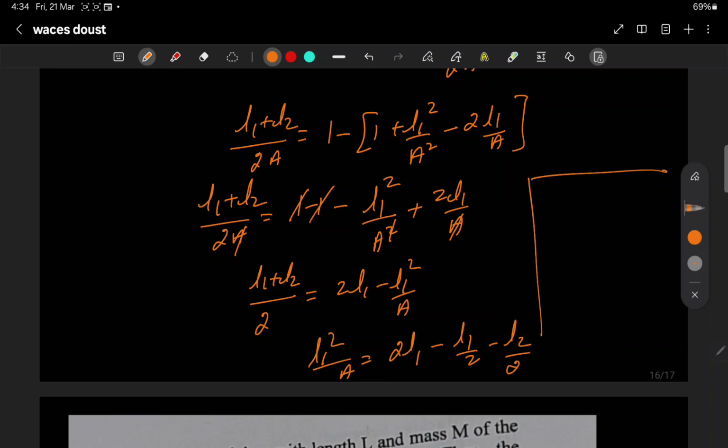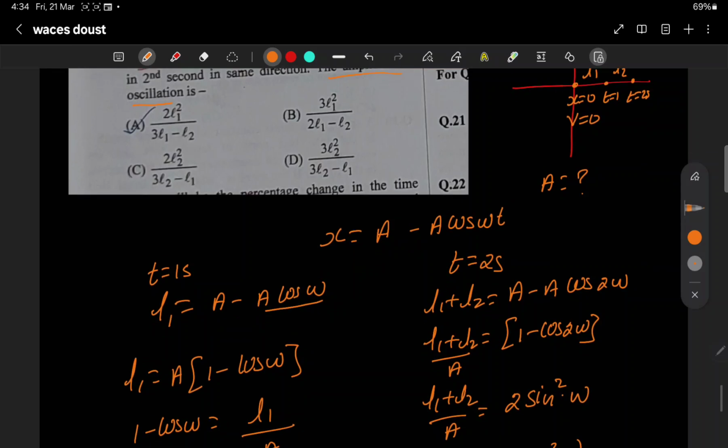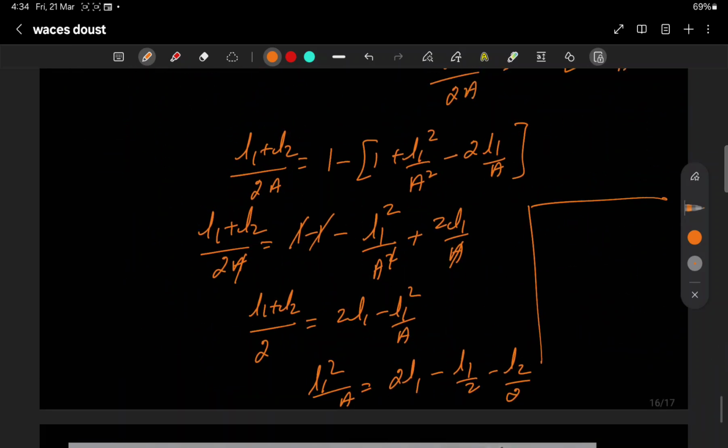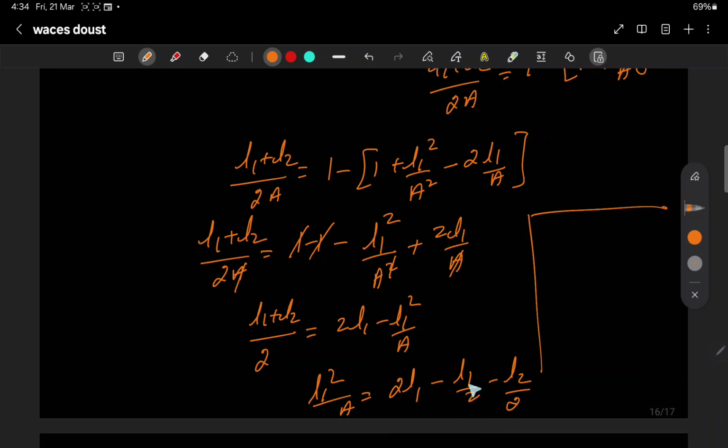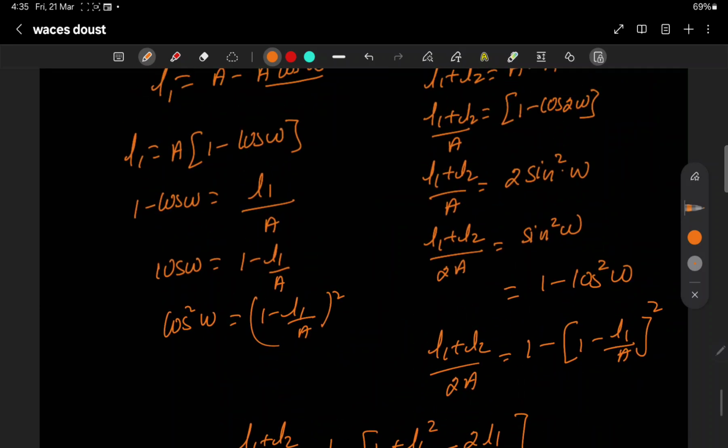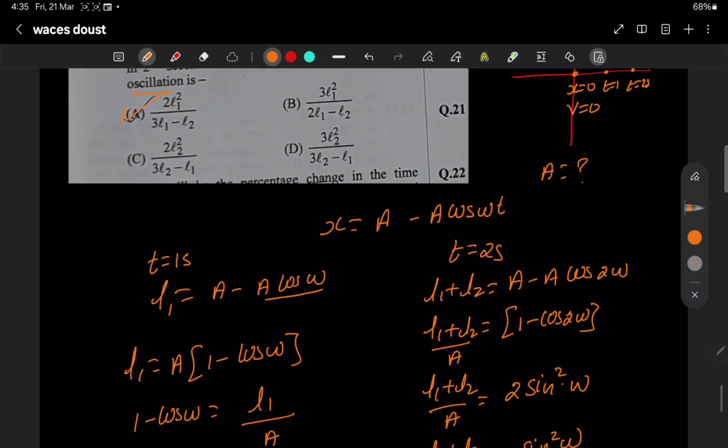Okay, this we can check with the options and then we can change. So here L1 minus L2 is there. So here A alone we can keep. So A will be equal to L1 square divided by, if you take LCM, the LCM would be 2, 4L1 minus L1, correct. So 4L1 minus L1 is 3L1 minus L2. Okay, this 2 will go up. You will get 2L1 square by 3L1 minus L2.